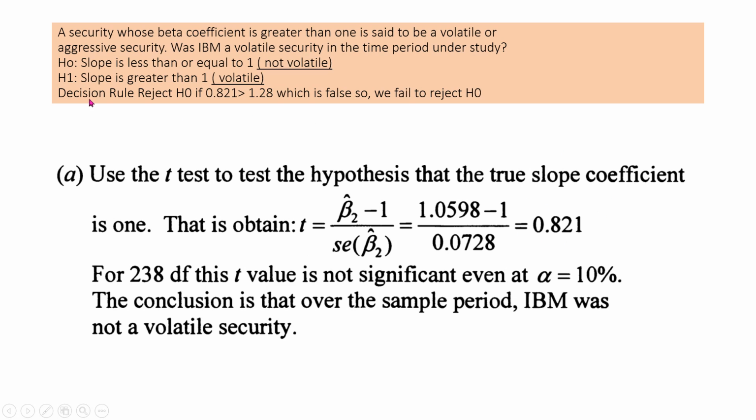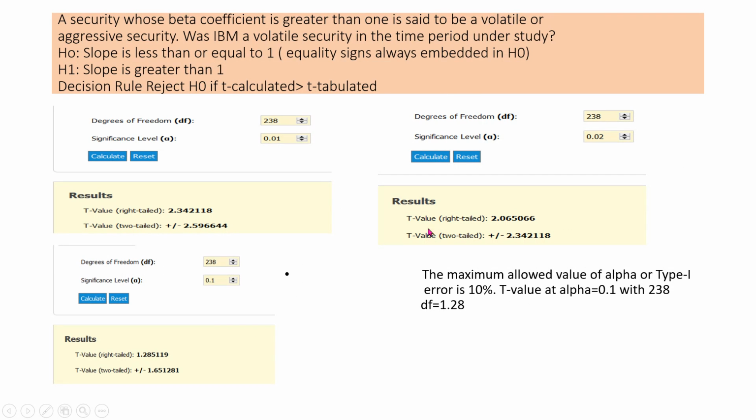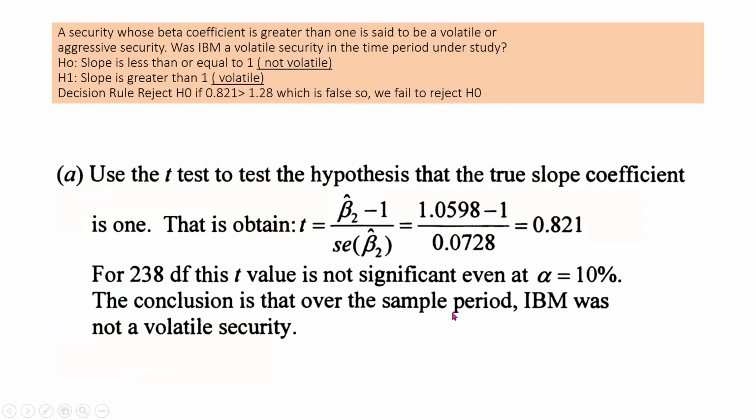So what is our decision? The decision is we can reject H naught if the T calculated is greater than T tabulated, and we just found out that the T tabulated is 1.28 and the T calculated is 0.821, and this is not greater than 1.28. So we fail to reject H naught. That is, we are accepting the hypothesis that the slope is less than or equal to 1. What does that mean? It means that the IBM is not a volatile security or an aggressive security. So this is how we can use regression results for practical decision making.